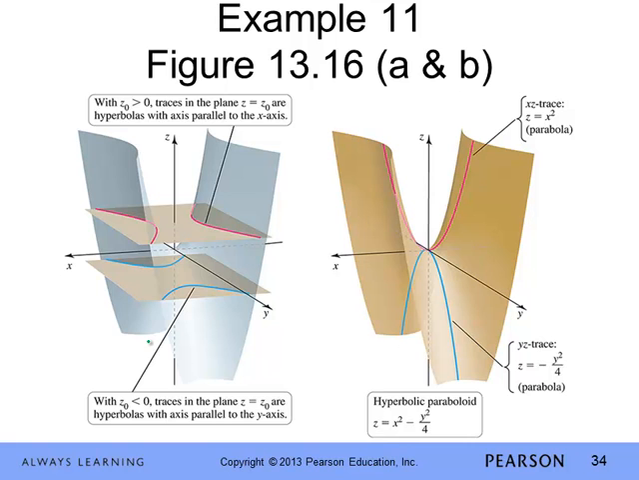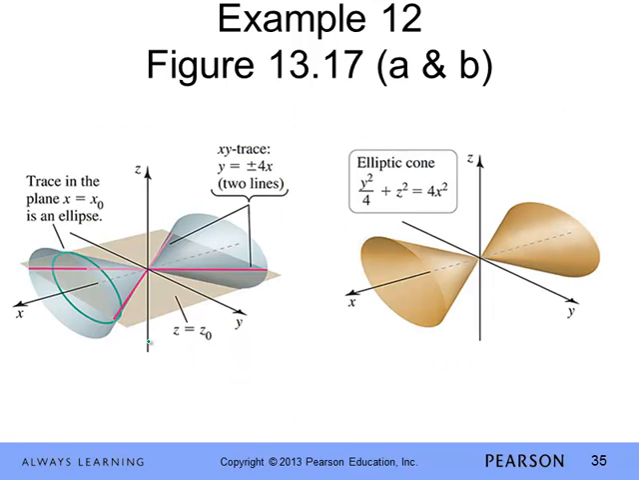And this is an example of a hyperbolic paraboloid, because the cross sections are hyperbolas. An example of an elliptic cone. This has the equation y squared over 4 plus z squared equals 4x squared. Or if you were to bring the 4x squared over to the left, you'd have y squared over 4 plus z squared minus 4x squared equals 0.